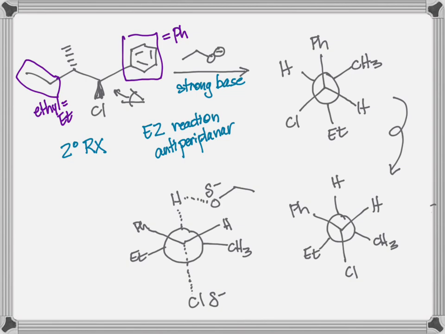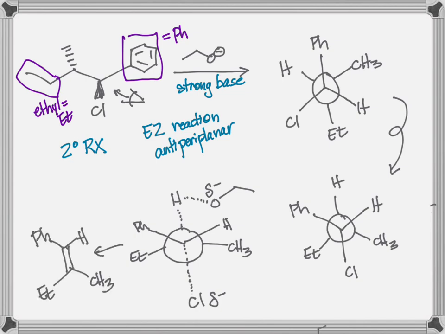What we can't see from this perspective is the forming carbon-carbon double bond, but we get a sense of that because the geometry of the two carbons involved, both of them are flattening out. So the phenyl on the front carbon is moving down, and the ethyl on the back carbon is moving up. They're getting closer to each other.